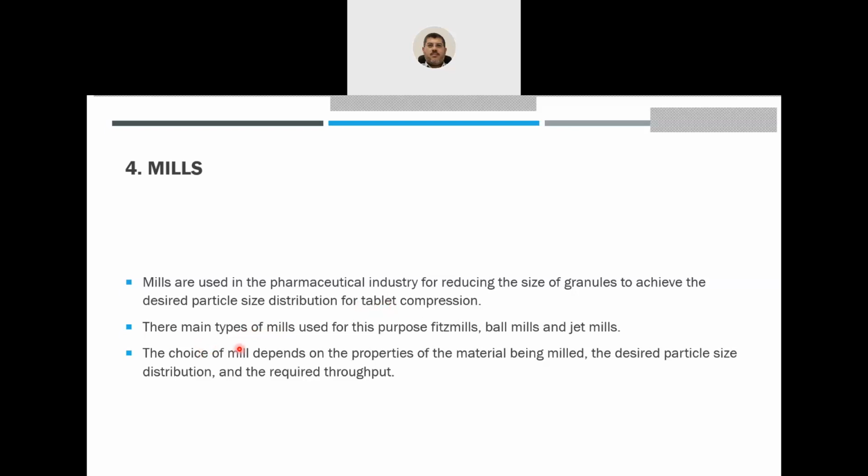The main types of mills used for this purpose are Fitz mills. There are ball mills also, and there are jet mills. The choice of the mill depends on the properties of the material being milled, the desired particle size distribution, and the required throughput. Do you want large amounts very fast, or are you dealing with small amounts?